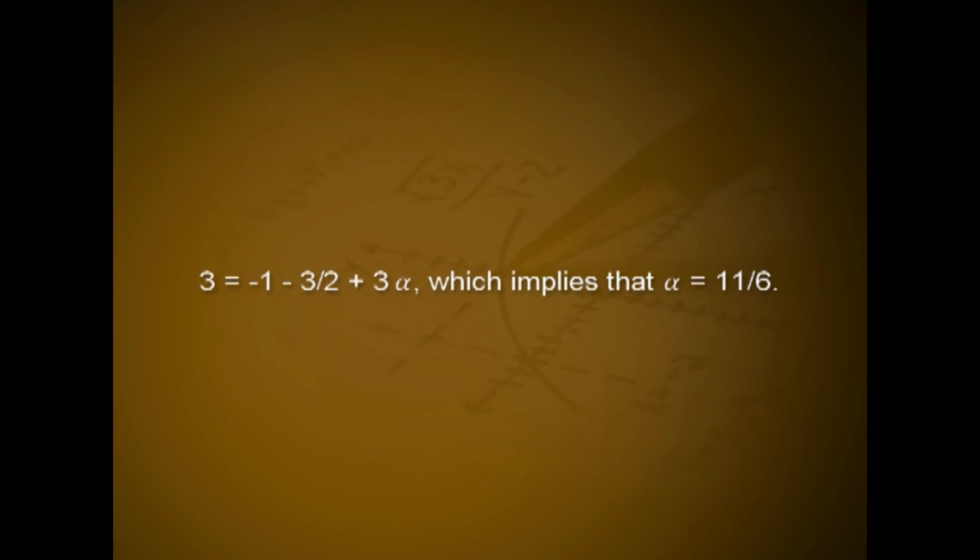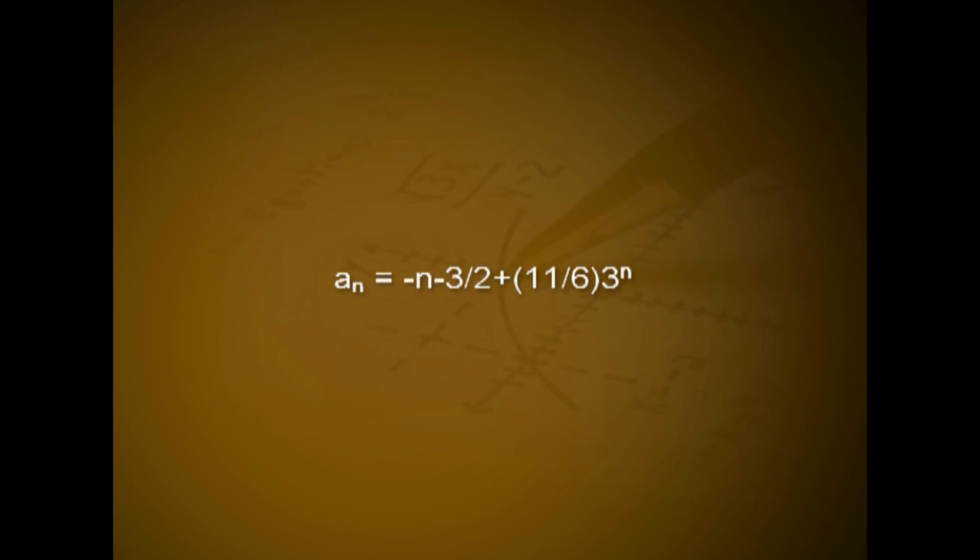By the theorem, all solutions are of the form a n is equal to a p plus a h is equal to minus n minus 3 by 2 plus alpha into 3 raised to n. To find the solution with a 1 is equal to 3, let n is equal to 1 in the formula we obtained for the general solution. We find that 3 is equal to minus 1 minus 3 by 2 plus 3 into alpha, which implies that alpha is equal to 11 by 6. The solution we seek is a n is equal to minus n minus 3 by 2 plus 11 by 6 into 3 raised to n.